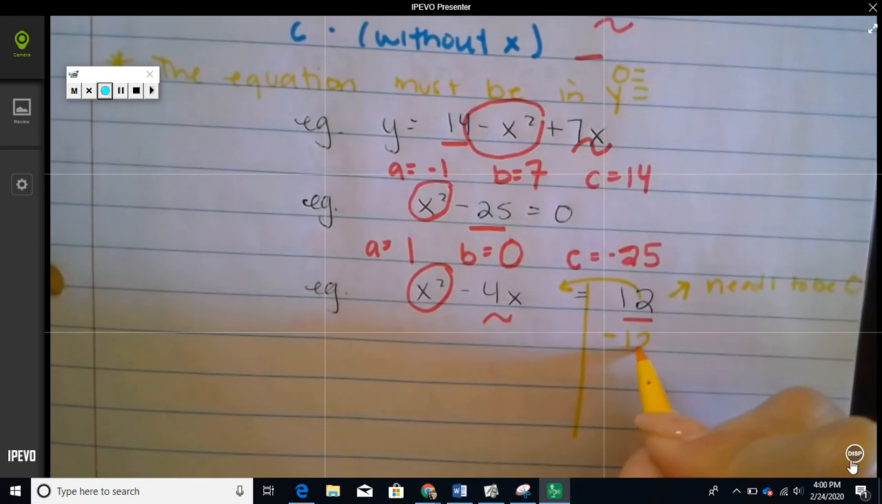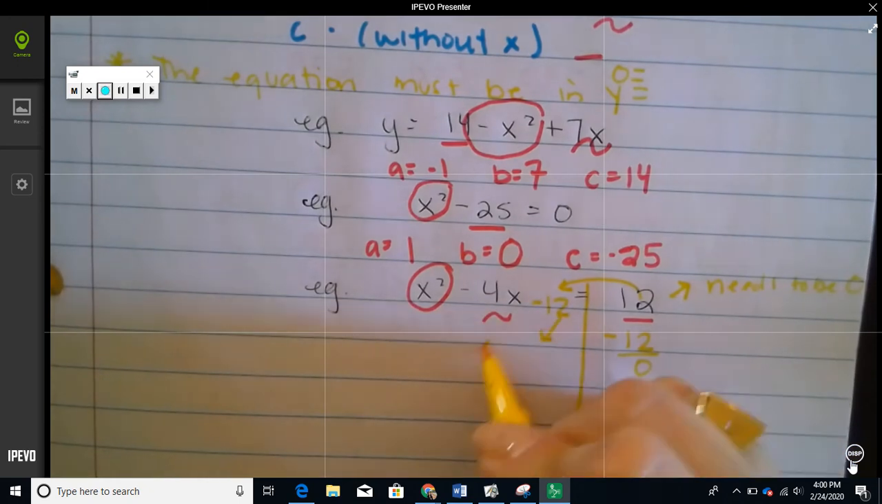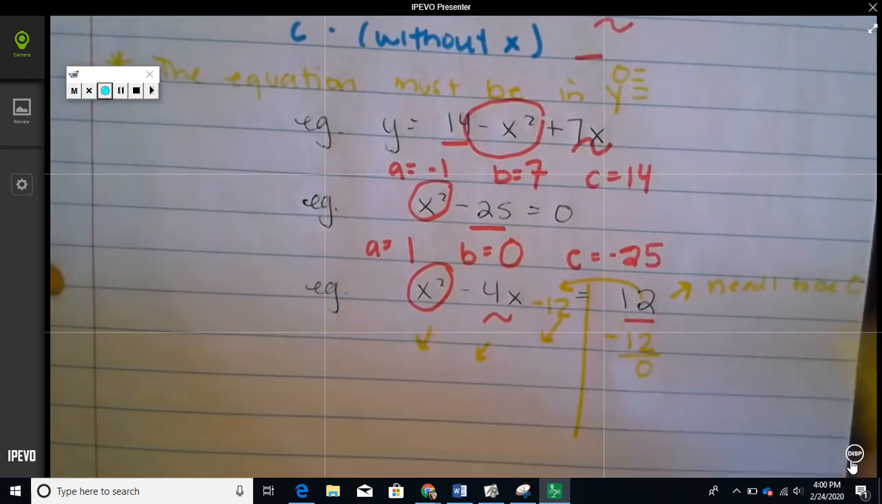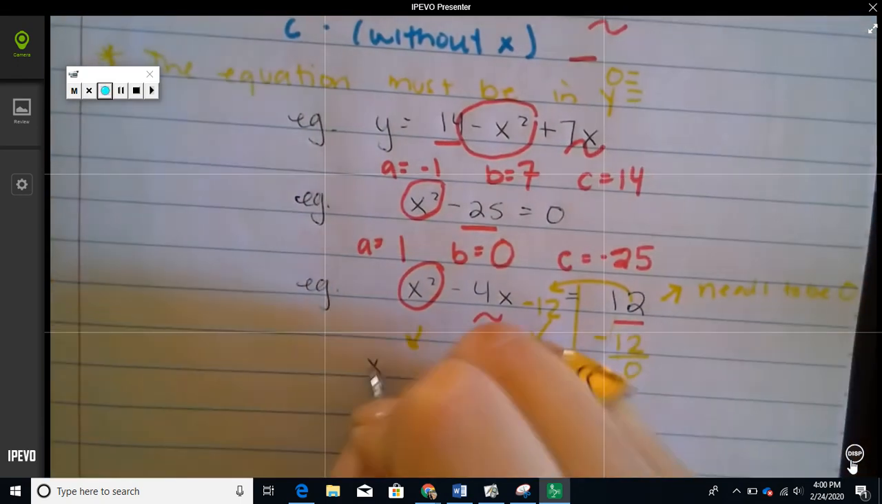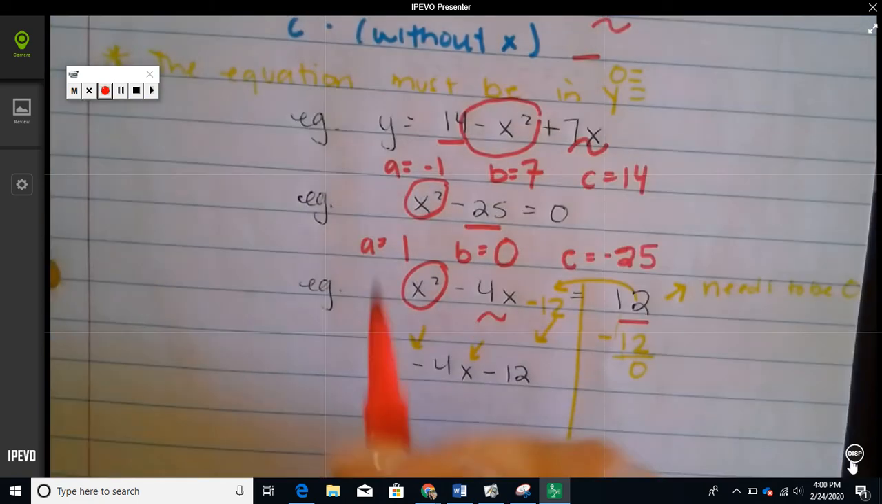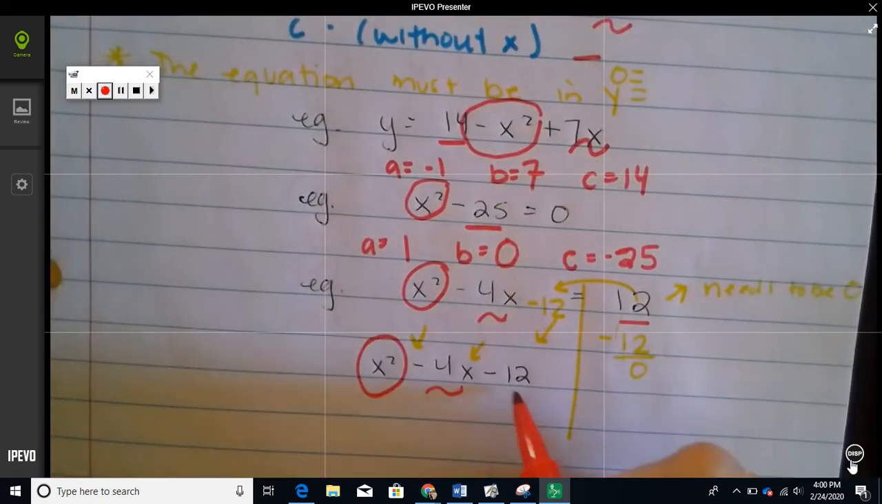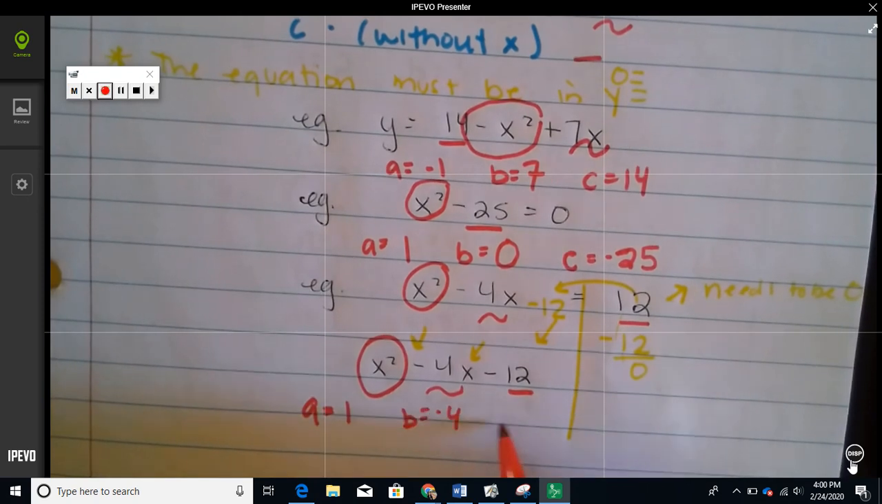To move that, and it needs to equal 0, the only way to go from 12 to 0 is I do minus 12 equals 0 minus 12. Then I bring everything down. This side has to equal 0. So that's why I did minus 12, because 12 minus 12 is 0. So x squared minus 4x minus 12. Now I can circle, squiggly, underline. My A is 1, my B is negative 4, and my C is negative 12.